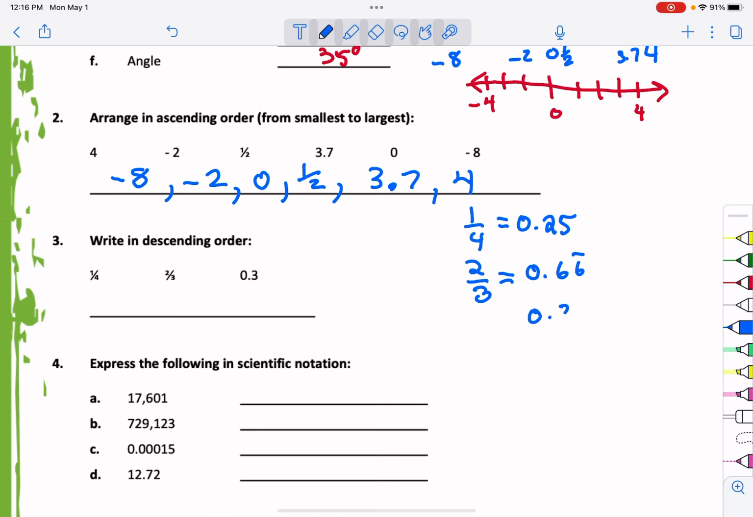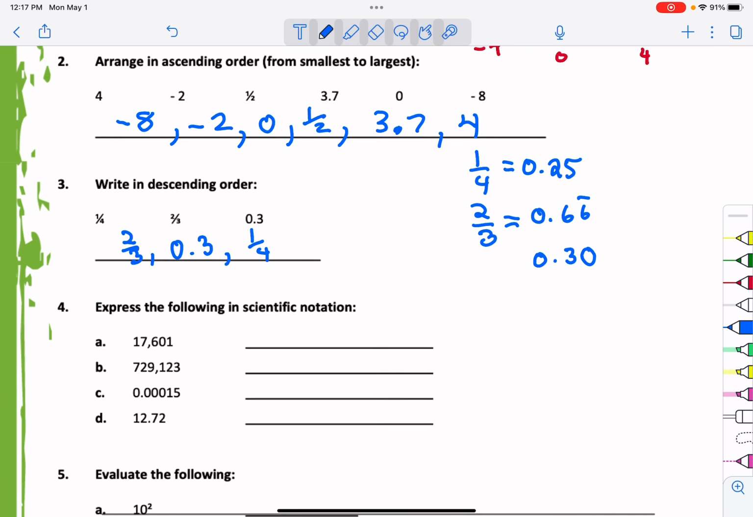Okay. So descending order means we're going to go this time from highest to lowest. And if you think about, if we make these all about the same length, so if we make this 0.3, 0.30, the highest one is 0.6, like 66, if you see that. So that's 2/3. The middle one is 0.30, so 0.3. The lowest one is 1/4, or 0.25.